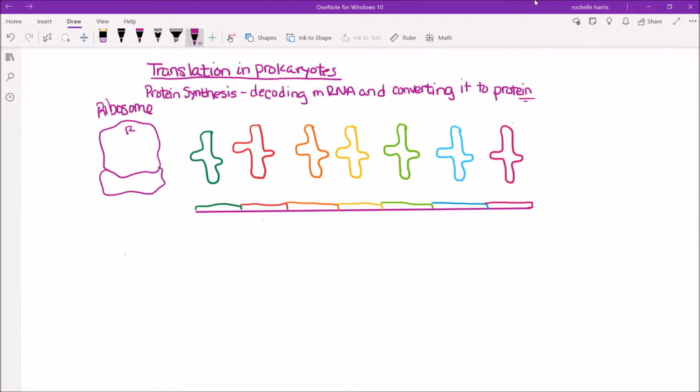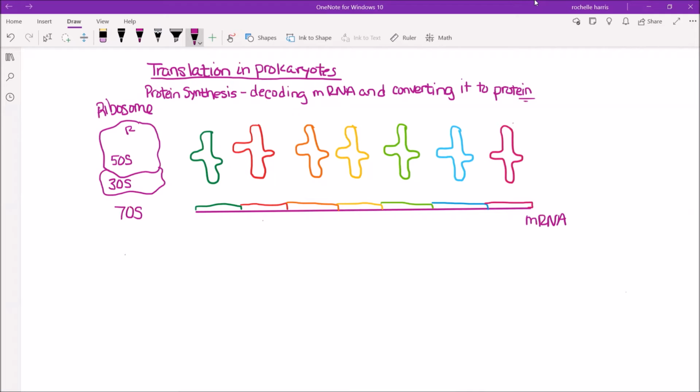Now, since we are talking about translation in prokaryotes, this ribosome is a 70S ribosome. So it's 50S here up top and 30S here on the bottom. Here, this multicolored chain is our messenger RNA. It is multicolored to help you realize that there are codons within the messenger RNA.